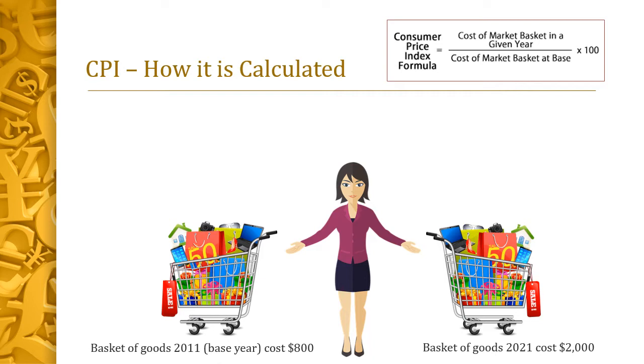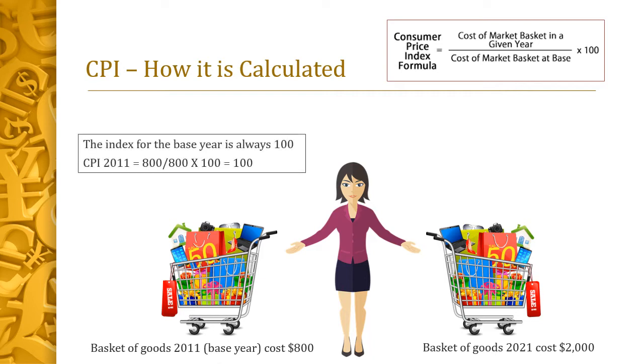Well, first of all, let's talk about a base. Now, a base in this case is always going to be 100 because we've just said that our base year is going to be 2011. So we're going to base everything off of the cost of goods in 2011, which was $800. And so if we use this formula, the given year was 2011, and the base was 2011, times 100, it's always 100. So I put this out there just so you always understand why they use 100 as basically the number for a base year.